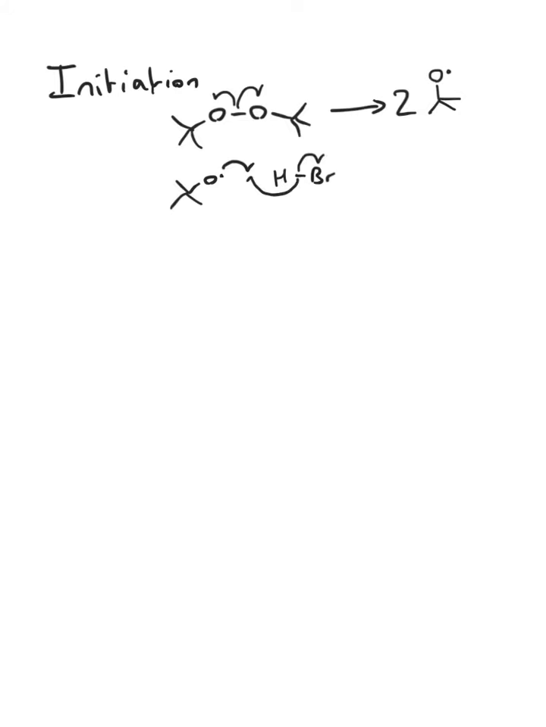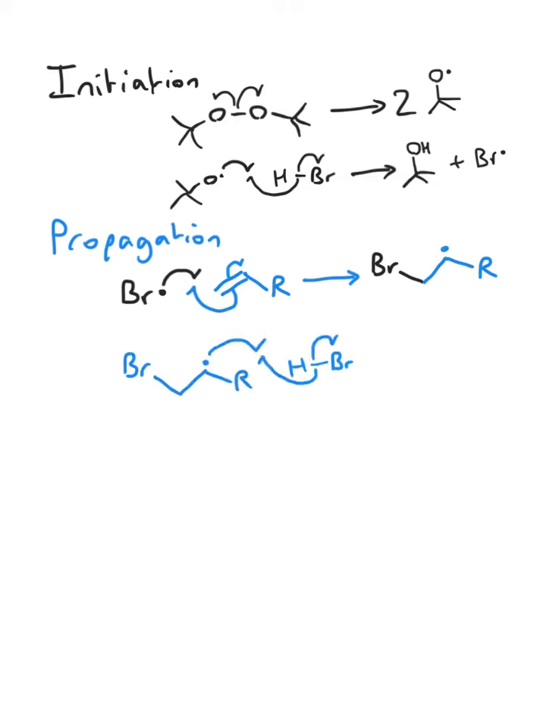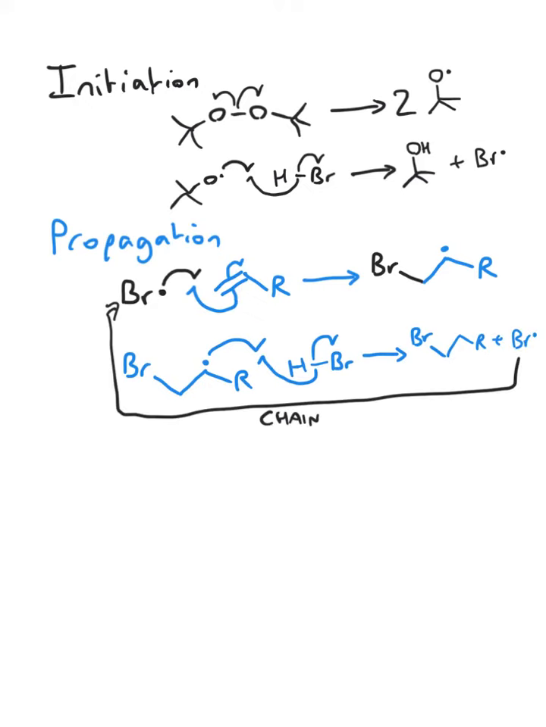Initially, the initiator decomposes to form two radicals. That radical goes on to abstract the hydrogen from hydrogen bromide, forming a bromide radical. This bromide radical then propagates with the alkene via an addition reaction to form our more stable secondary radical. The secondary radical then abstracts a hydrogen from hydrogen bromide to form our product and a new bromide radical.